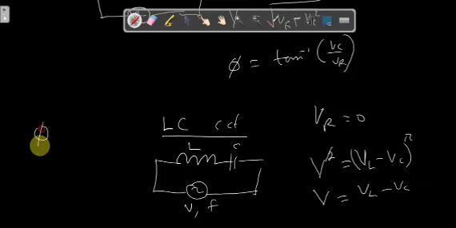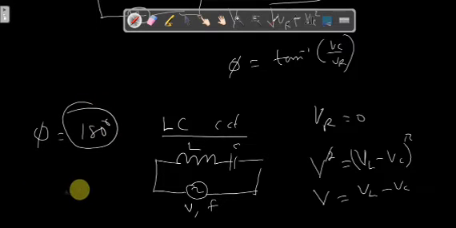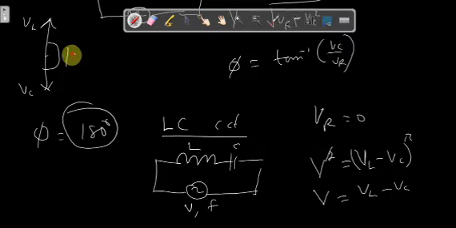And the phase difference is just going to be 180 degrees. So they are 180 degrees out of phase. It's very simple. When you look at the phasor diagram, this is VL and this is VC. So the angle between them is just what? 180 degrees, or pi radians. So 180 degrees is pi radians. Okay, so that's the phase angle difference between them.